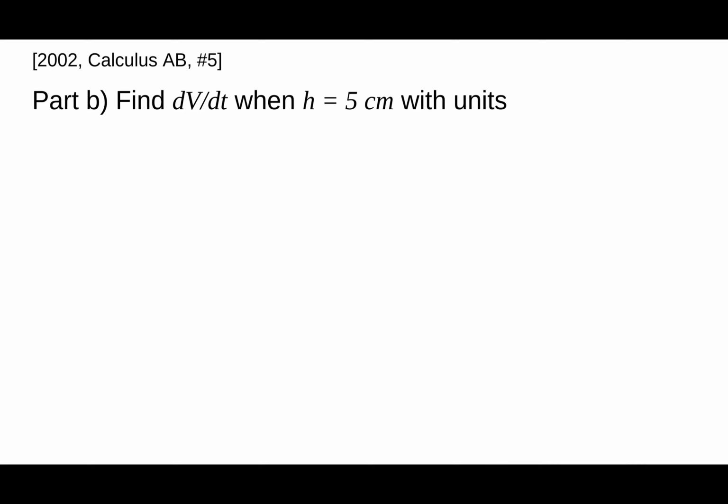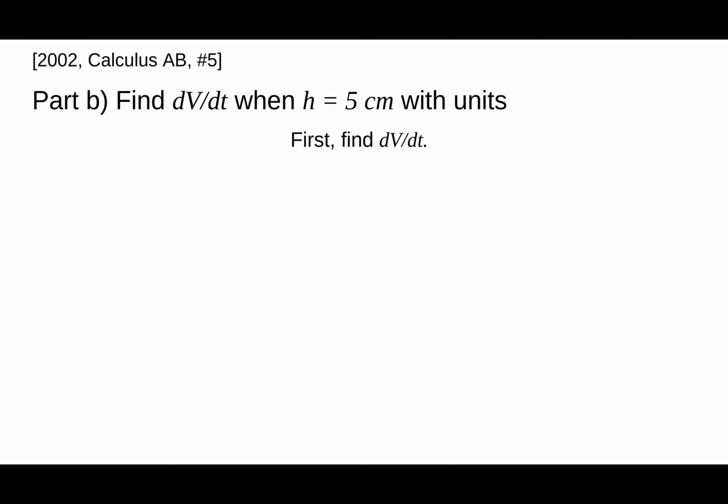Then we're asked to find dV/dt when h is 5 centimeters, also with the correct units. What's important here is, because we're going to use implicit differentiation for this, the fact that the radius is half the height will be important.